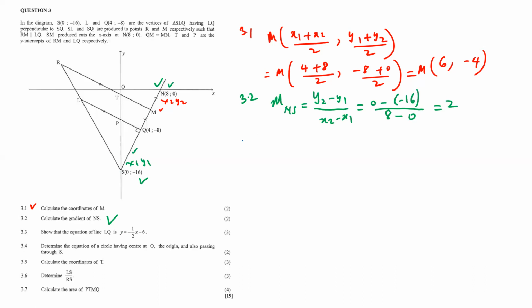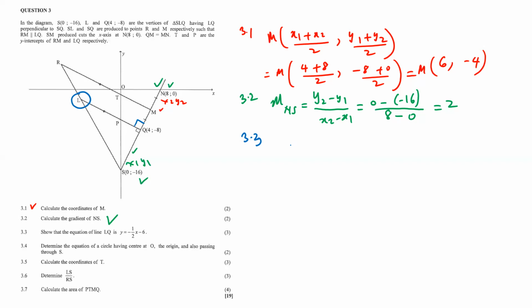The next thing now, we're going to do 3.3. Show that the equation of the line LQ is given by that one. If you look at LQ, here is L and here is Q. We want to find the equation. To find the equation of the line LQ, it's noteworthy to realize first that this is perpendicular. So if this is perpendicular, we can use the gradients of the lines.